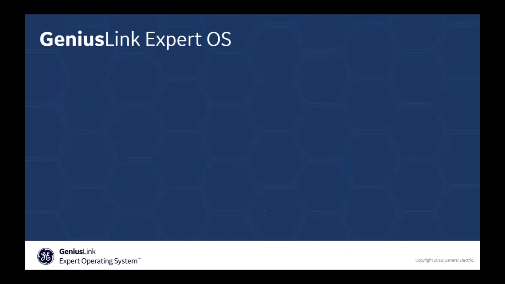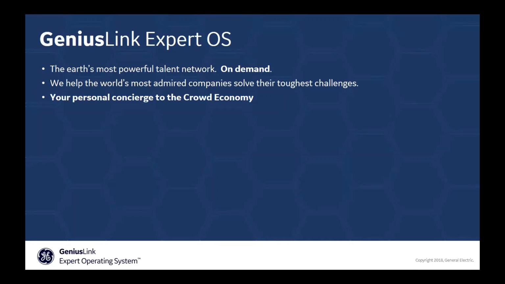Thank you. So as I mentioned, GeniusLink is available to folks inside and outside of the GE company. We call it the Earth's most powerful talent network on demand. You can think about this in relation to many of the big companies that are out there, and Diane and the team are really helping them solve their toughest challenges. And this is like a personal concierge to the crowd economy. Think of it as your concierge, your tour guide, your, I don't know, laser guided growth missile. And it's really simple to access.